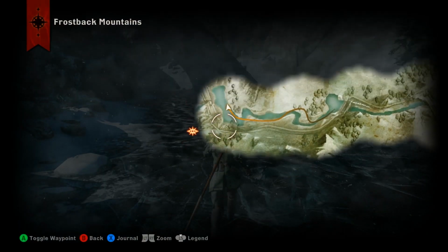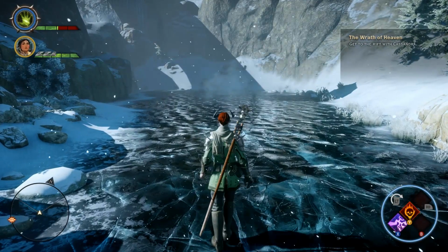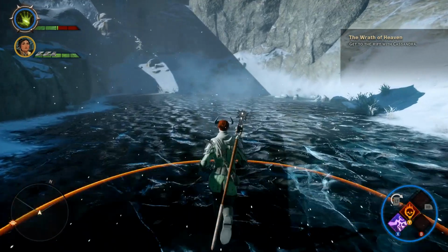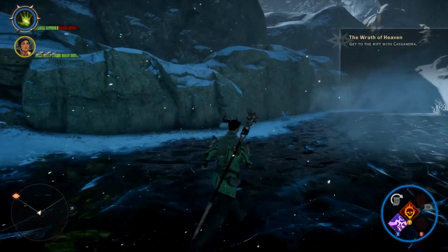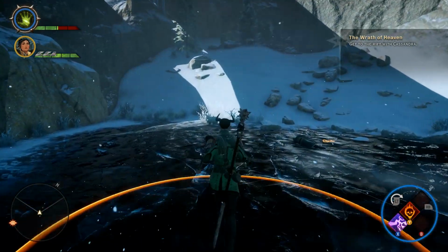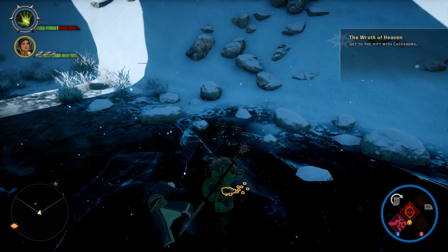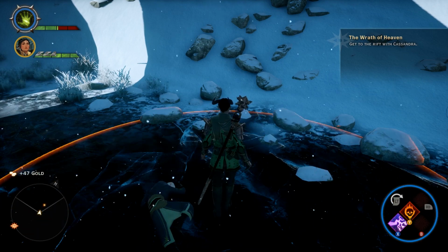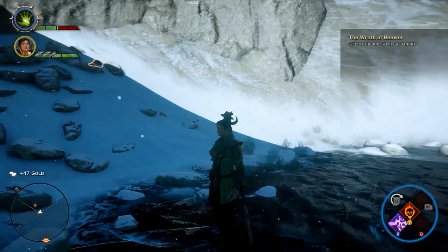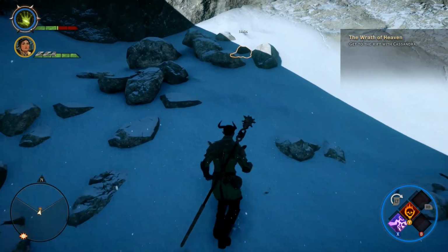Alright, map. Give me a little pulse thing to see if there's anything in the area. Yep, there's some loot. Ah, there.